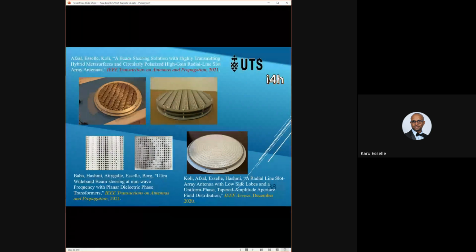And this is another paper. These are the all dielectric metasurfaces, no metal. This is a project we have done with the Australian Department of Defence and published with Defence staff and my UTS staff together.